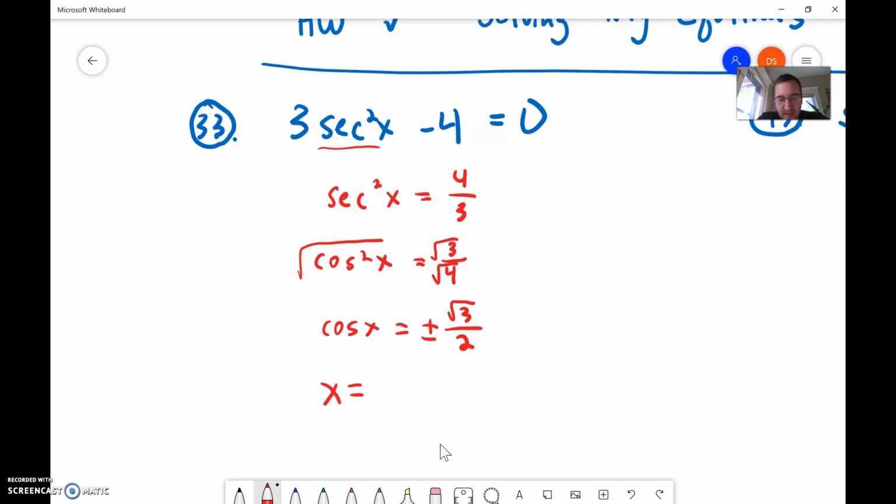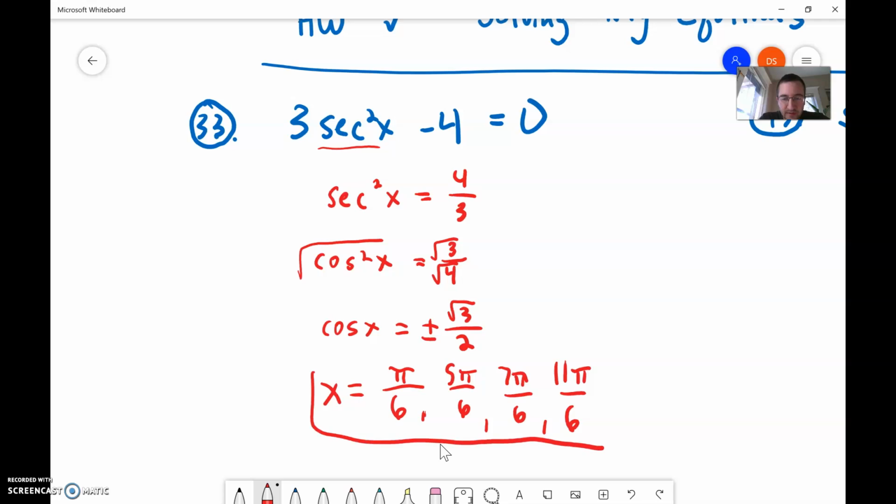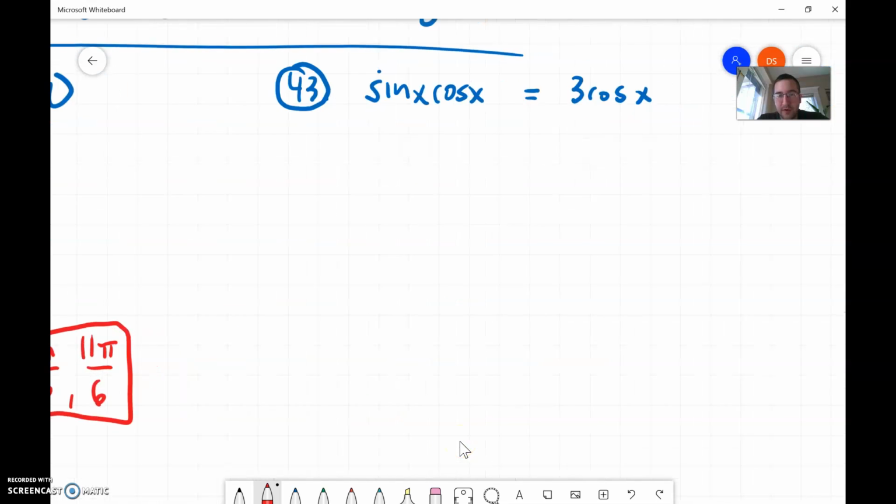So what angles of cosine give me root 3 over 2? That's going to be a 30-degree reference angle, so pi over 6. So it's going to be all of the radian values that have a 6 in the denominator. So we'll have quadrant 1 pi over 6, quadrant 2 5 pi over 6, quadrant 3 7 pi over 6, and quadrant 4 11 pi over 6. And those are our solutions. That's number 33. Okay, moving on to 43.